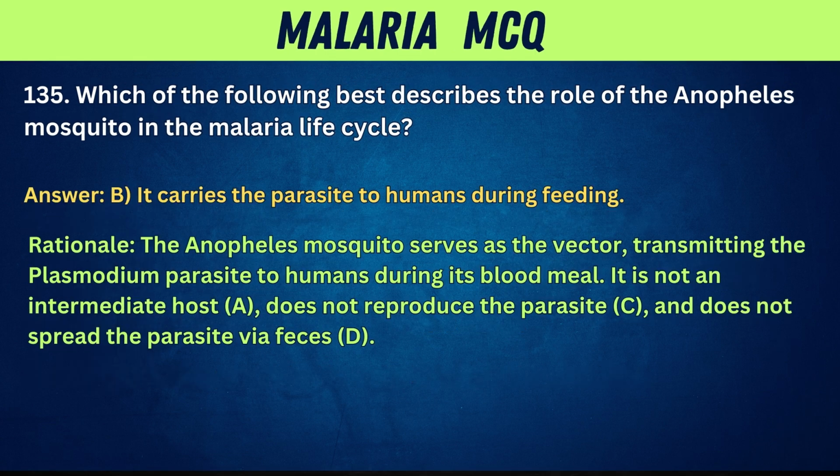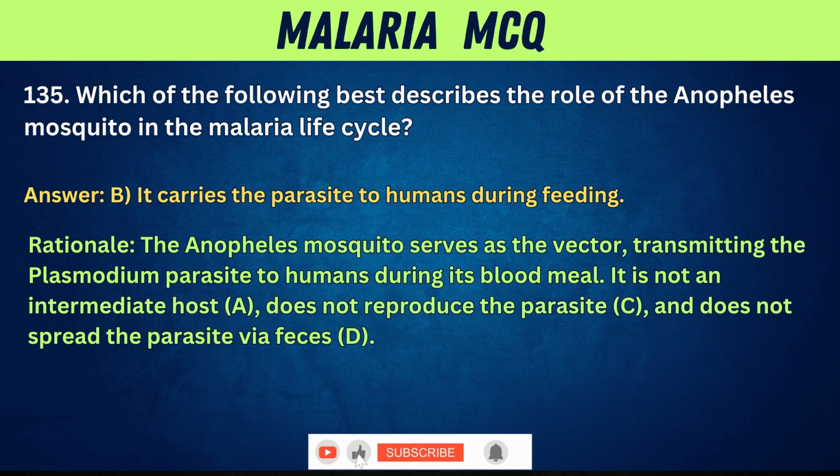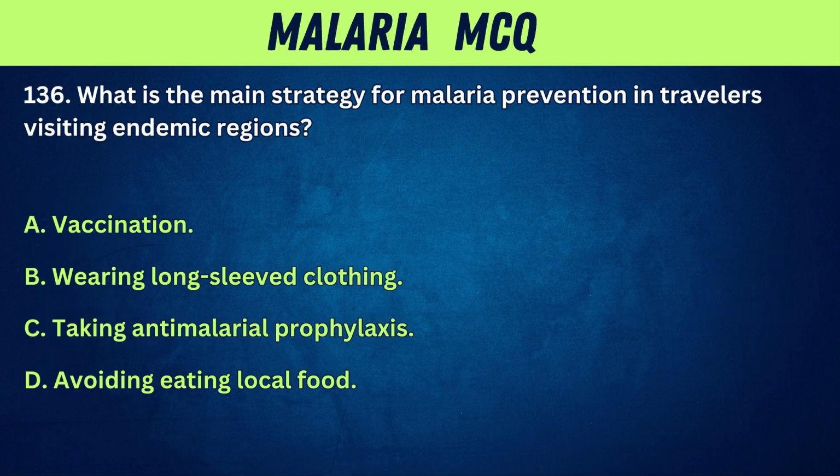Answer: B. It carries the parasite to humans during feeding. Rationale: the Anopheles mosquito serves as the vector, transmitting the Plasmodium parasite to humans during its blood meal. It is not an intermediate host, A, does not reproduce the parasite, C, and does not spread the parasite via feces, D.